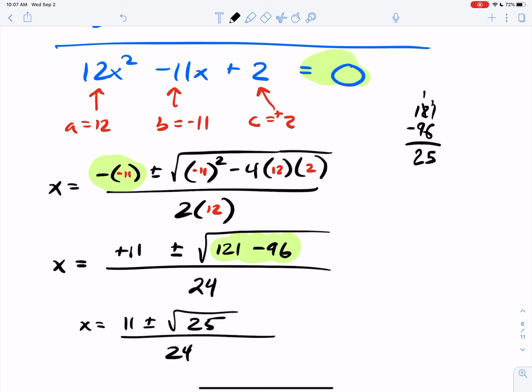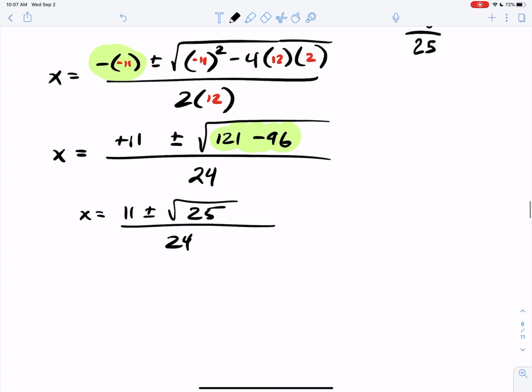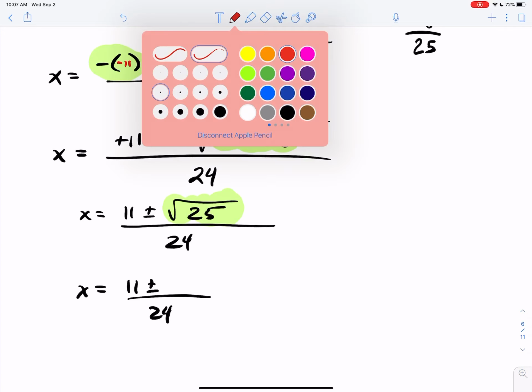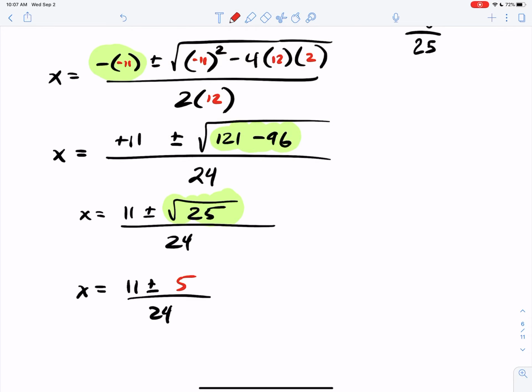All right. Cool. So the square root of 25, that's perfect. The square root of 25 is just, what, right? Is just 5. We don't write the square root of 5, okay, because we took the square root.